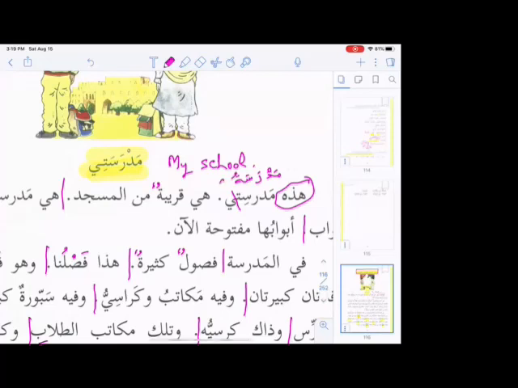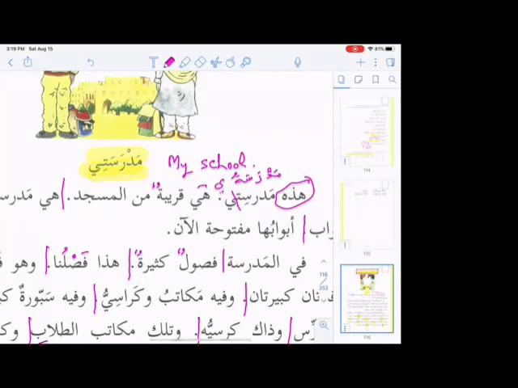And then ya came and made it into madrasati. Did you get the point? So hazi mubtada, madrasatu is your khabar, wa huwa mudaf, and ya is mudaf ilayhi. That's all. No jar majrur, no shibu jumla here.